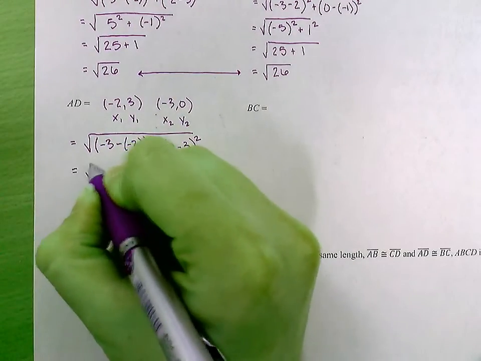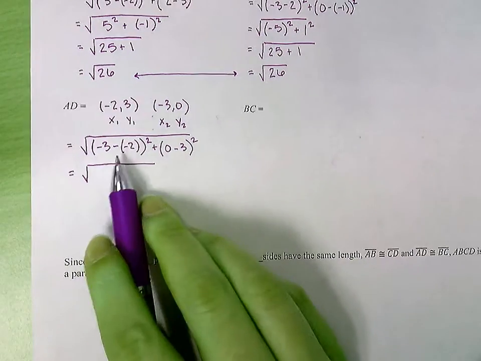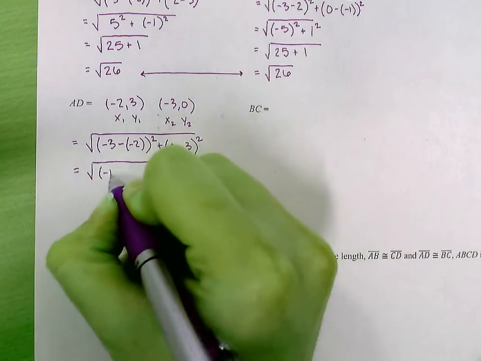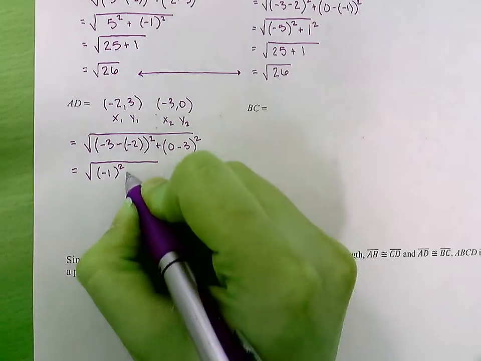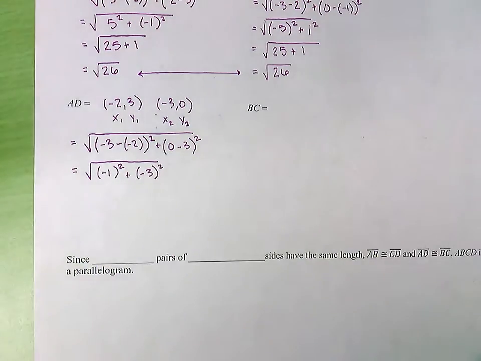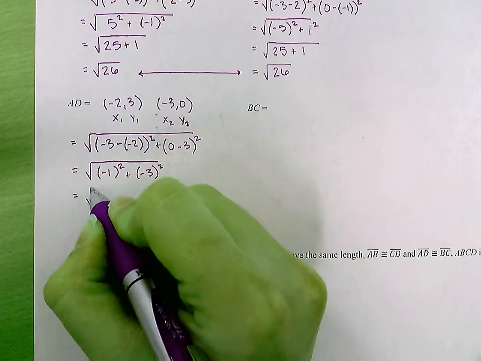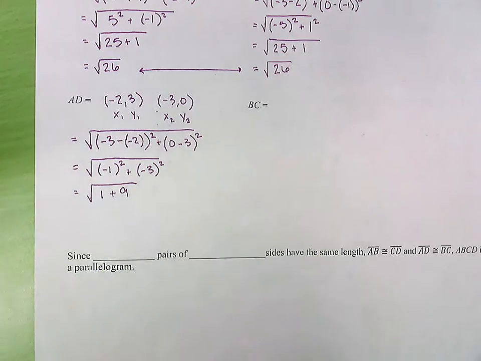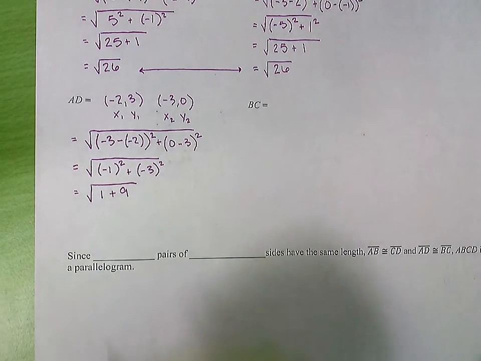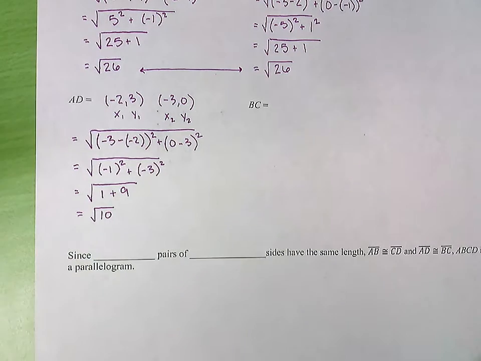Okay, next I want to simplify. Okay, so I have -3 minus a -2. So I have -1 squared plus -3 squared. Okay, square both of those terms. I'll end up with 1 plus 9. That's equal to the square root of 10. Okay, so that's one of my sides.